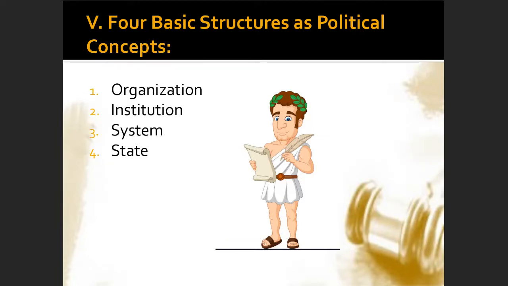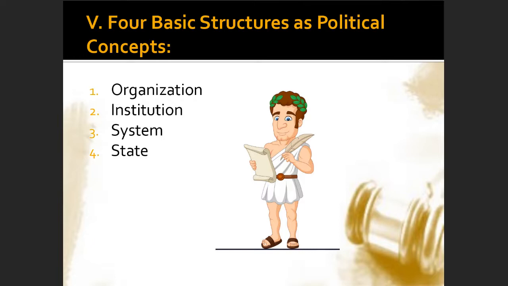If you will notice, all these four get bigger and bigger. So the organization would be the smallest among all these four, and it becomes more intricate as we get bigger. So there would be more people involved, and there would be more policies involved as well. And of course, the laws and the structures will be a lot more intricate and complicated as we go from organization, institution, system, and the state. So let us start first with the smallest one.